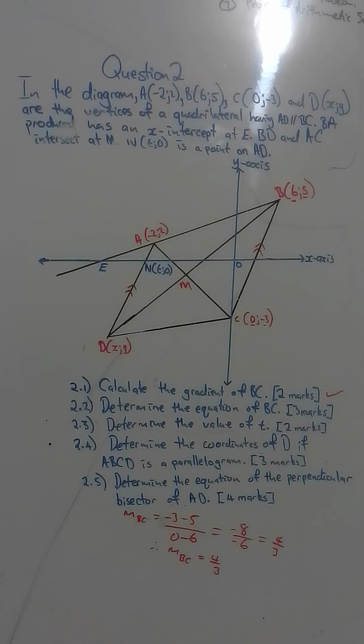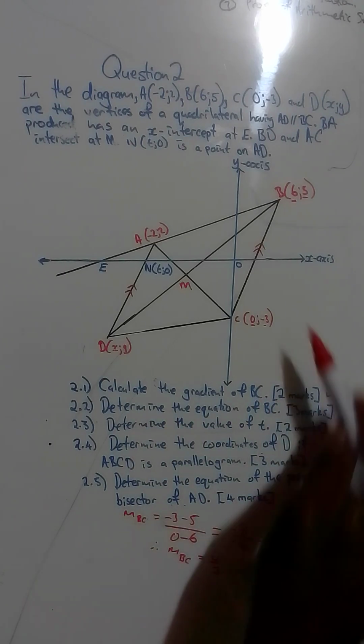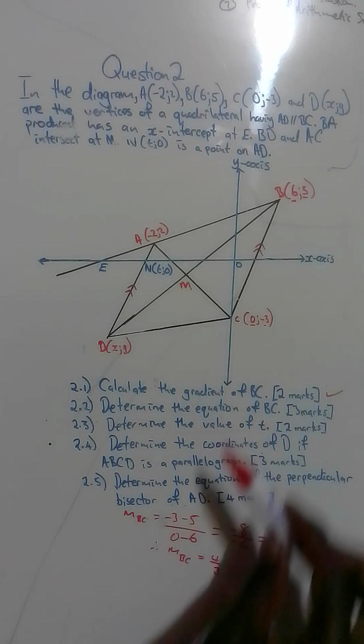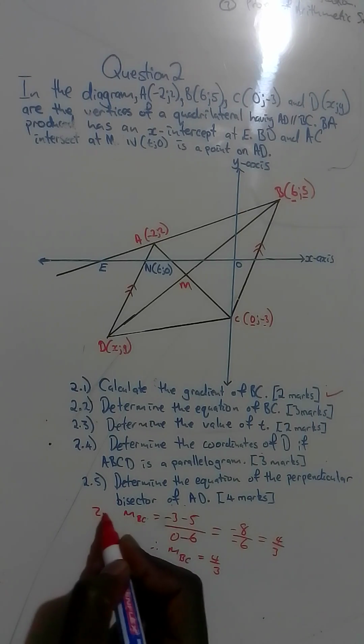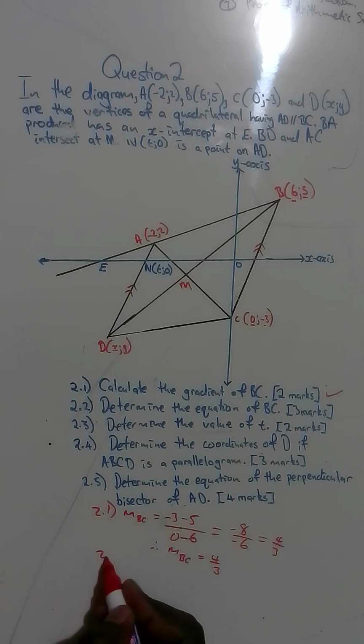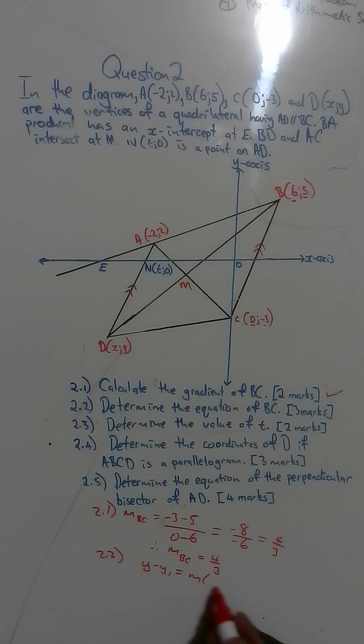We move on to question 2.2. Now they say, determine the equation of BC. We must determine the equation of this line BC. Here they didn't tell me in which form I should put the equation, so I go for the easiest method. This is 2.1, this is 2.2. Now I'm going to use the method of y minus y1 is equal to the gradient multiplied by x minus x1. It's easiest, it takes me straight to the answer.